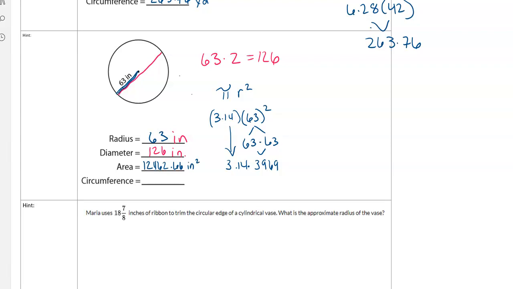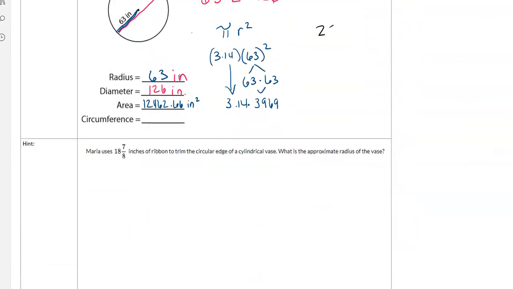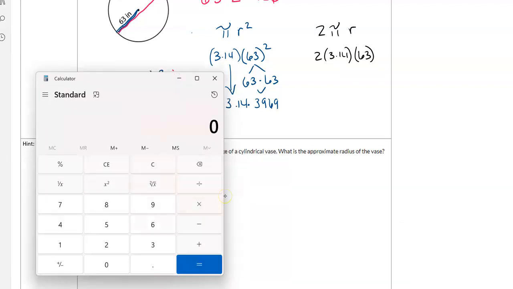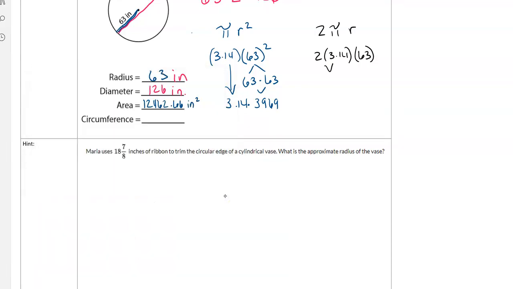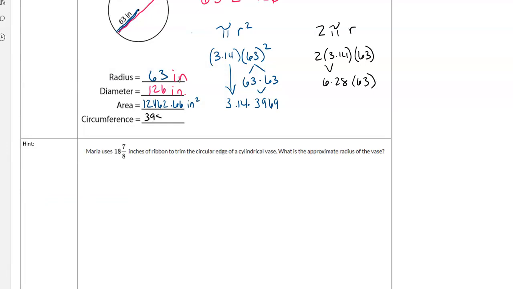Now we're going to do the circumference. If you remember, that formula is 2 pi r. So 2 pi r, so 2 times 3.14 times r, which was 63. And then 2 times 3.14 is 6.28. And I have to multiply that by 63. 395.64. And we just do inches.